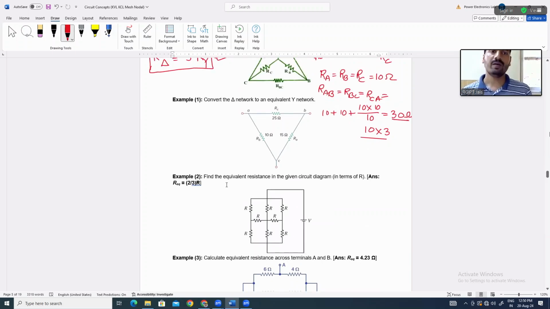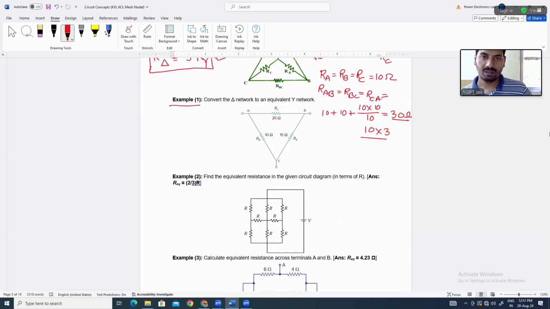So for different values of resistances, there are some examples given here. In example number 1, you can see that we have to convert the delta network to an equivalent Y network. So delta network is given, the values of RA, RB and RC are given.